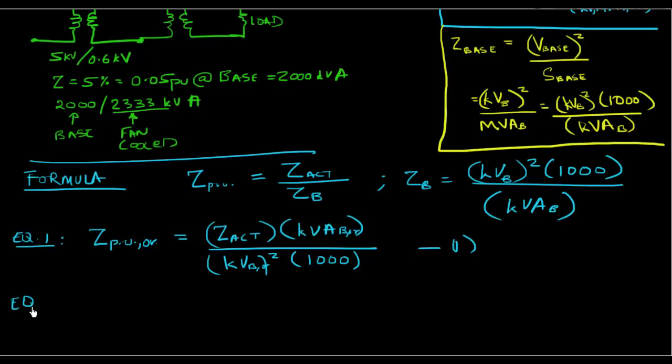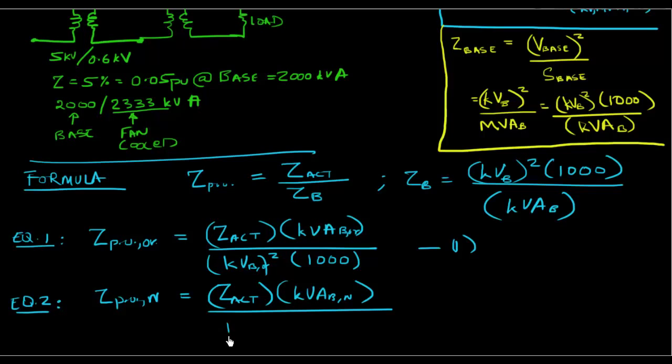My equation 2 is going to be where I'm going to write what my new, so I'm going to write that with N, is going to be the new per unit impedance on the new base. It is going to be Z actual, and we're going to write kVA, the power base, which is new, the new power base, over the new voltage base squared times 1000. That's going to be my equation 2.